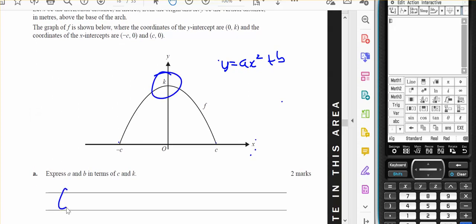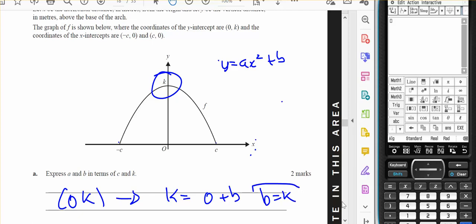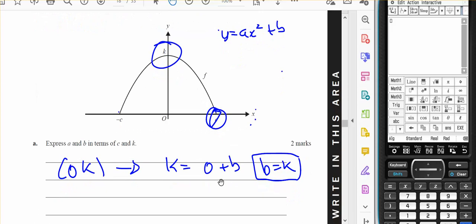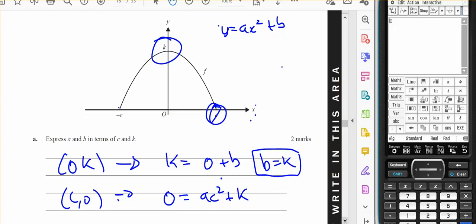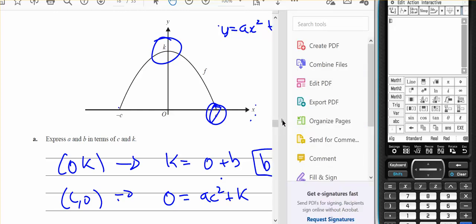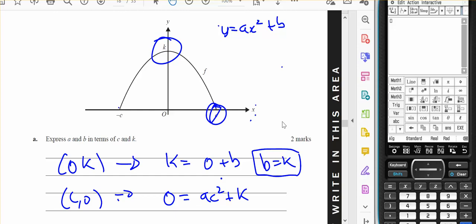So if I substitute (0, k) into that rule, I would get k equals 0 plus b, therefore b equals k is one answer. And if I sub this value in, (c, 0), into this rule, I get 0 equals ac squared plus b, which is k, and I've got to find a. So a is going to equal minus k on c squared.